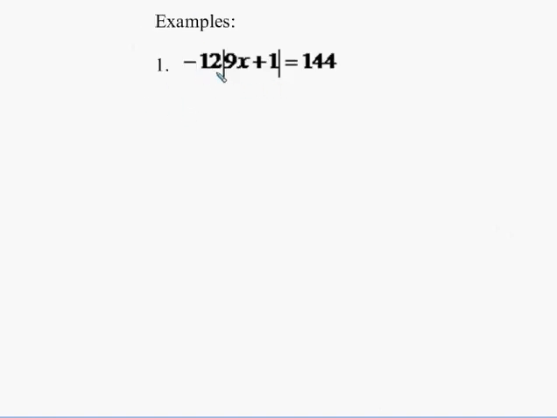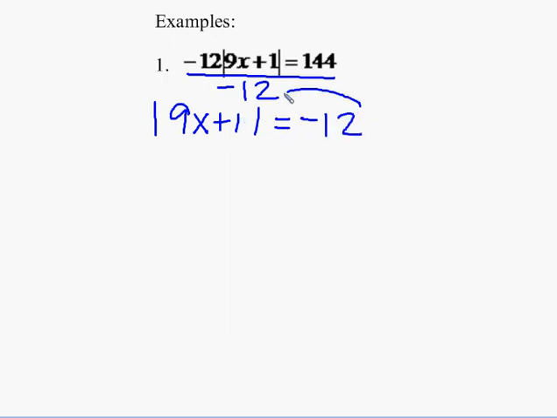First one, we have to isolate the absolute value signs. So we have this negative out front, so divide by negative 12. So bring down the absolute value. Now, it's isolated, but it's set equal to a negative, so huge red flag because this is going to be a no solution.